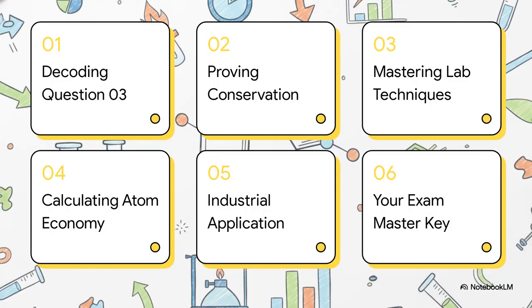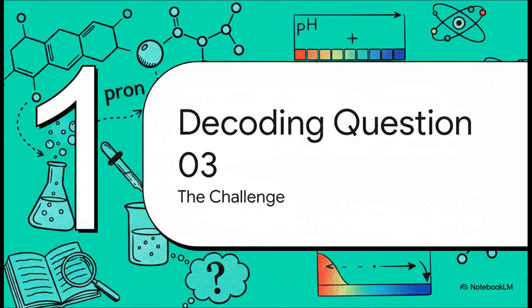So here's our game plan. We're going to decode the question's setup, prove a fundamental law using the data they give us, whiz through some quick lab skills, absolutely nail the big calculation, understand why it matters in industry, and then wrap it all up with a master key for your exam strategy. First things first, Section 1. Before we even think about answering, we have to understand the scenario they've laid out for us. Let's break down the setup.